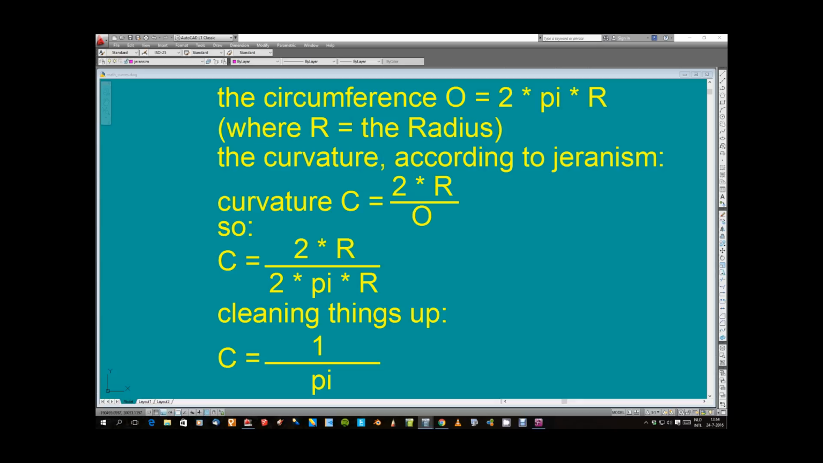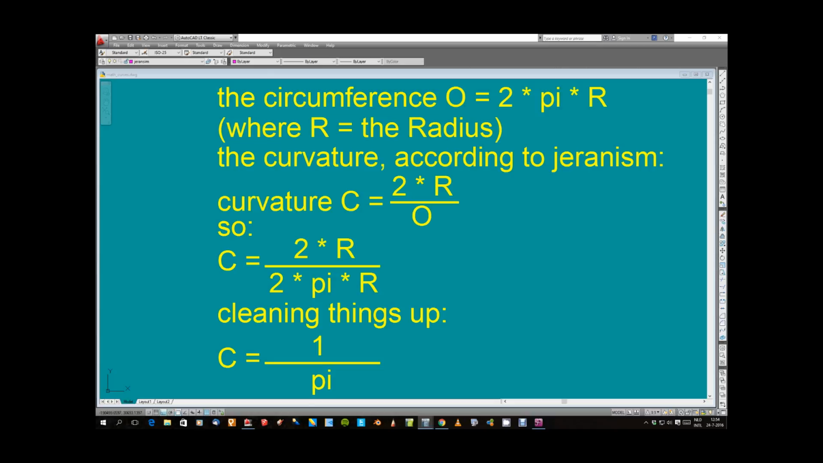And then he does it again. Since the circumference of a circle is 2 times pi times the radius, and his formula for the curvature is the circumference divided by twice the radius, what would you expect other than that this outcome is the inverse of pi, which it would be by definition?